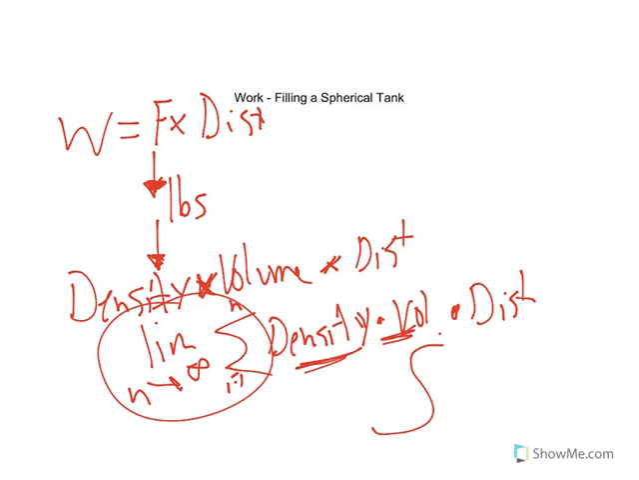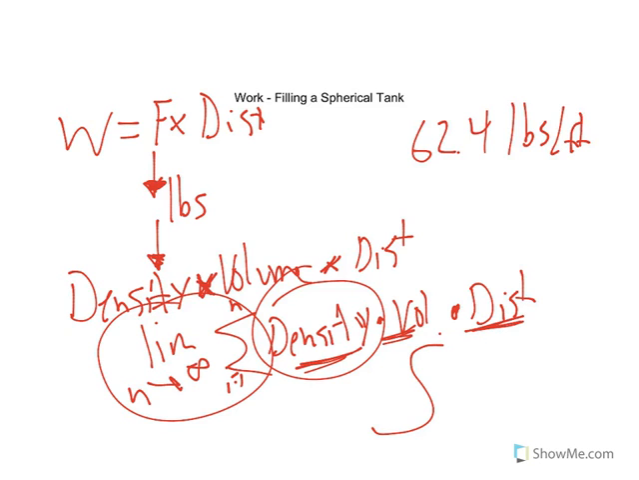So density, volume, distance. Of these things, density will be given to us. Most of the time, if you're talking about water, you're talking about 62.4 pounds per cubic foot. If it's oil, it might be less. That would always be given to you in the problem, though. The density would be given, the liquid would be given. The volume, that's what we're going to have to think about a little bit.